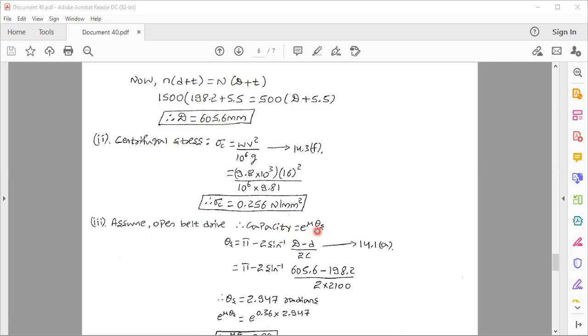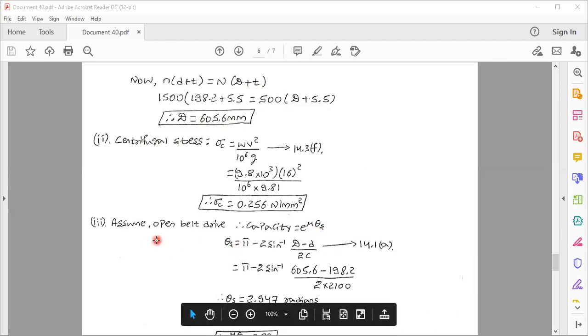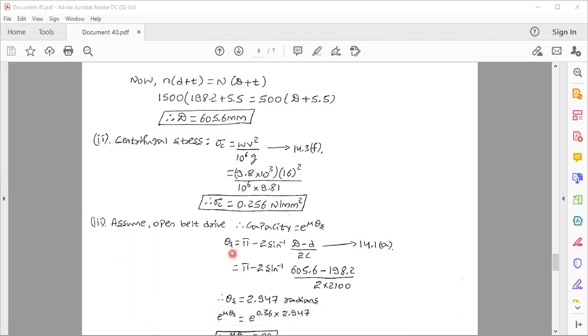Okay, for that you need to make sure which type of belt it is. If they mention open belt drive or cross belt drive, you have to take it accordingly. Otherwise, if it is not mentioned, assume it as open belt drive. I have assumed it as open belt drive, and I calculate theta s. There is no need of calculating theta L because it is not asked. Don't waste your time calculating that. If it is asked, then you can calculate that.